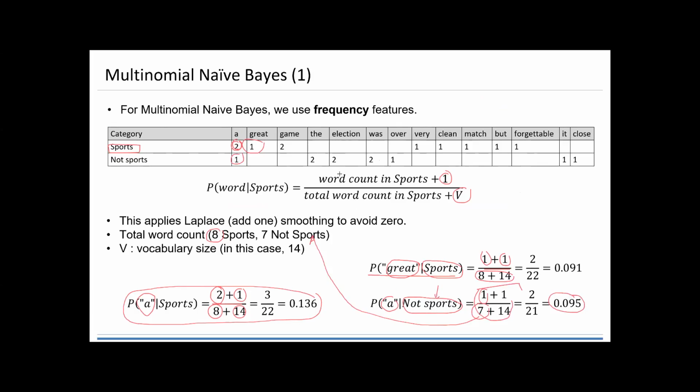What about if we have the word "was"? The word "was" here, then it means 0 plus 1 divided by, because it belongs to sports, 8 plus 14. And it is 1 divided by 22. Okay, so this is how we can overcome the 0. Okay, if there is 0, then we can use this Laplace.